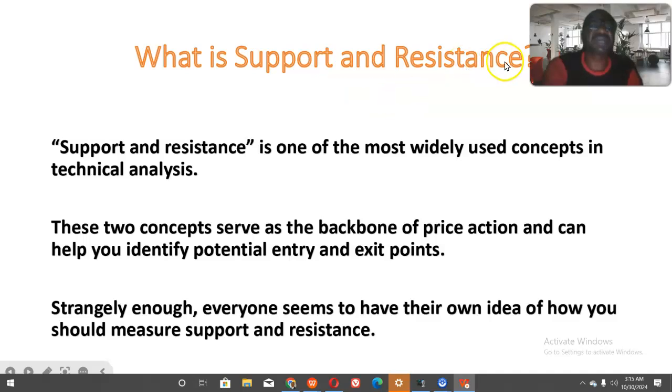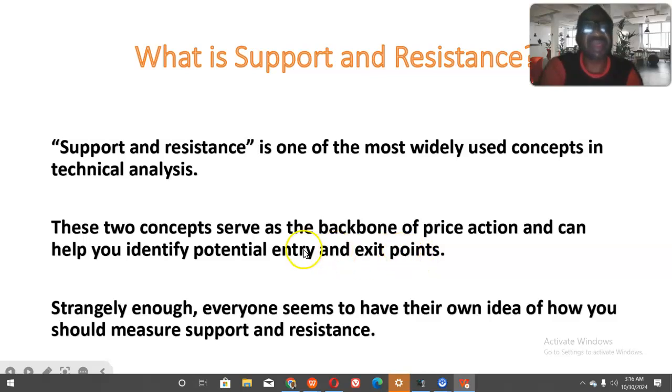What is support and resistance? Support and resistance is one of the most widely used concepts in technical analysis. When you analyze technically, we don't do without the support and resistance levels. These two concepts serve as a backbone of price action and can help you identify potential entry and exit points.